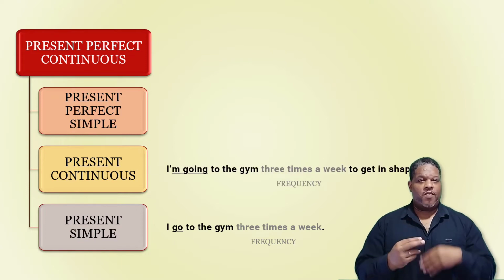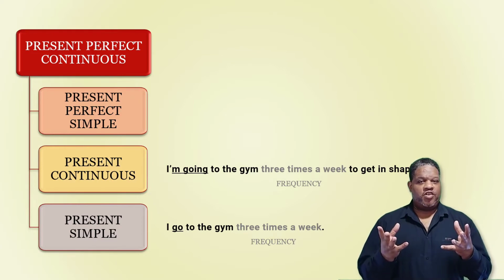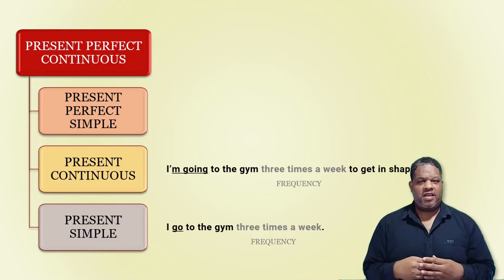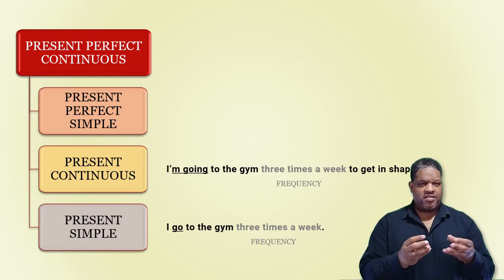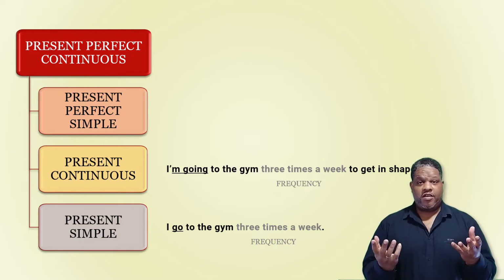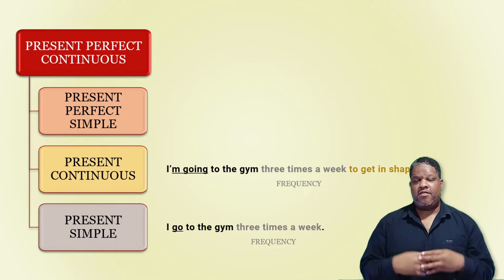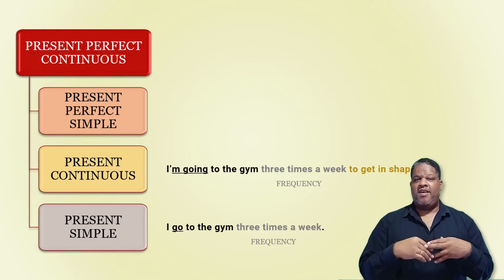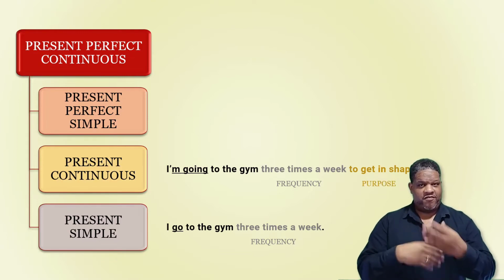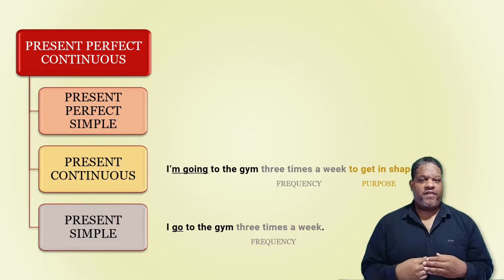I'm going to the gym 3 times a week to get in shape. Now, you can see that we have more or less the same sentence. We've kept the frequency, but we changed the tense to the continuous. And what's different? Clearly, we added more context. This sentence is more specific. Specific as to what? We explained the reason or purpose of this frequency to get in shape. We did that through the infinitive.